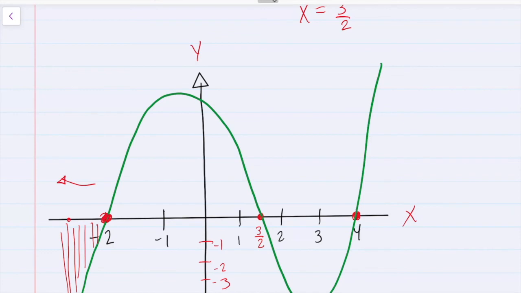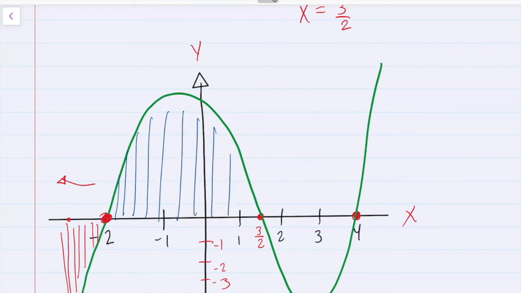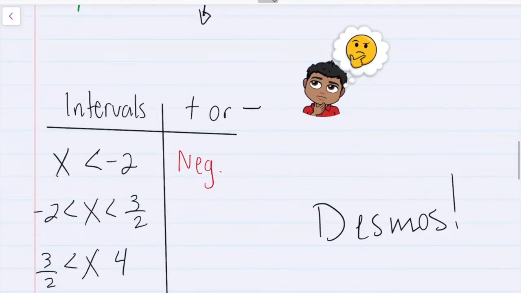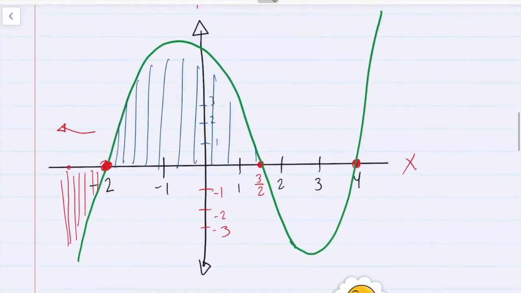Look at this, guys. Where's my green line? My green line is above the x. So all my positive numbers, look, positive 1, positive 2, positive 3. So between that section, everything is positive. Between 3 halves and 4, everything is where? Negative. You see, the line is below the x.